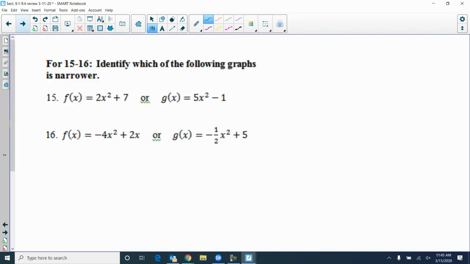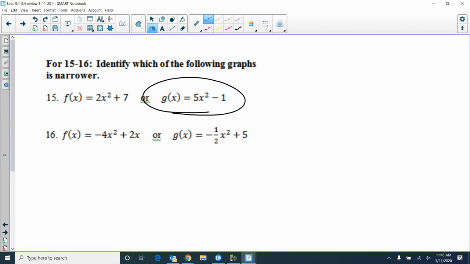Okay, 15 and 16, kind of what we went over Monday and Tuesday. For the following, identify the narrower graph. So for 15, there's actually no work involved. You gotta understand what's going on, but what would be the answer for 15? Which one is narrower? Okay, Alex, do you know? G of X. Can you explain why? The 5 is bigger than 2, the bigger the number in front of the X squared, the narrower the graph. And you can ignore the negative.